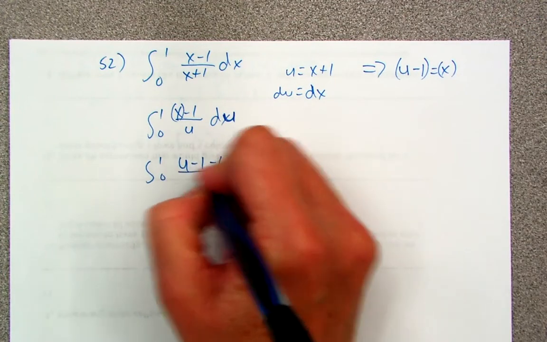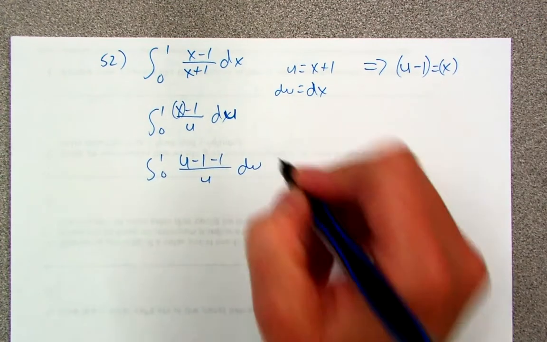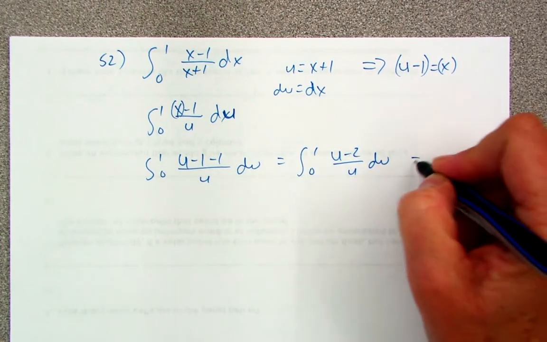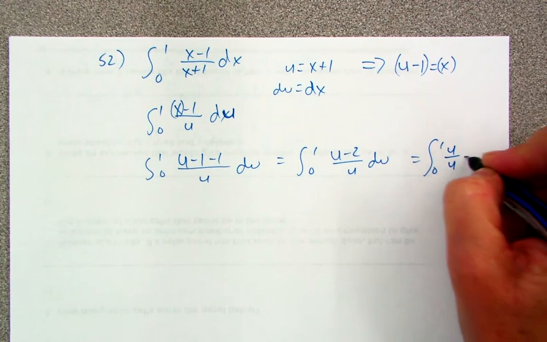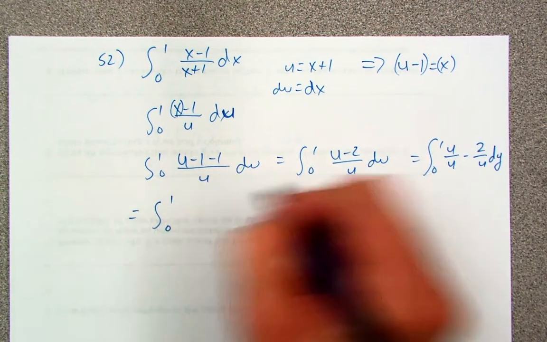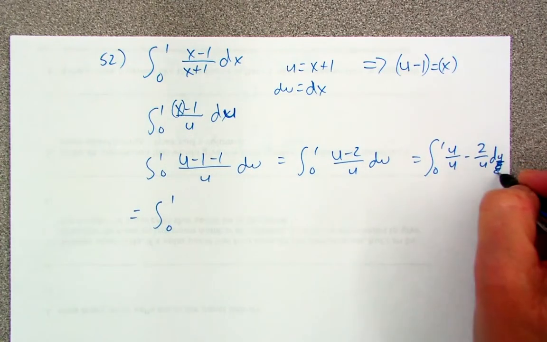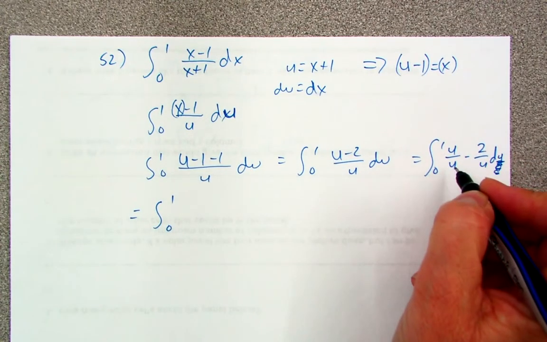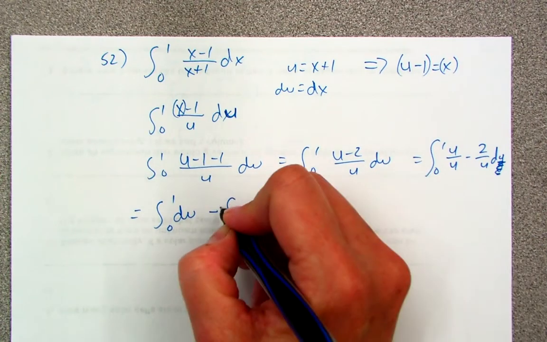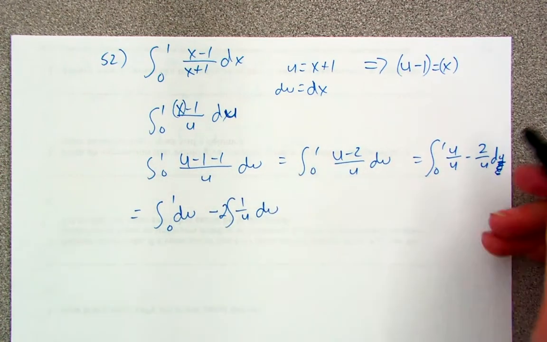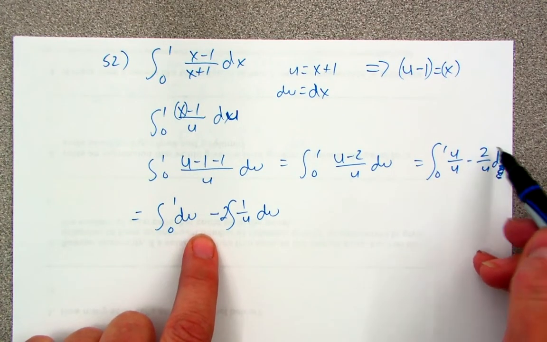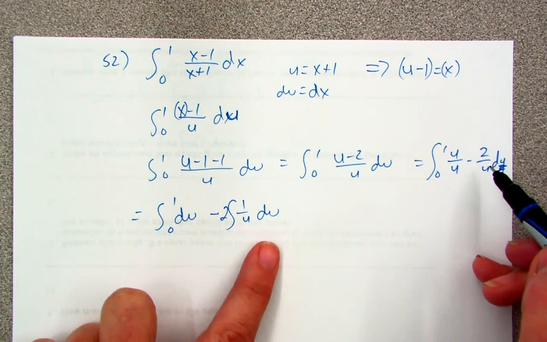U minus 1 minus 1, which is really u minus 2 over u, which is u over u minus 2 over u du. That's 1, right? So that's really just a du. Cut out my 2, right? So this was 1 times du minus, I'm just giving each one its own integration. Took out the 2 and it's 1 over u, correct?